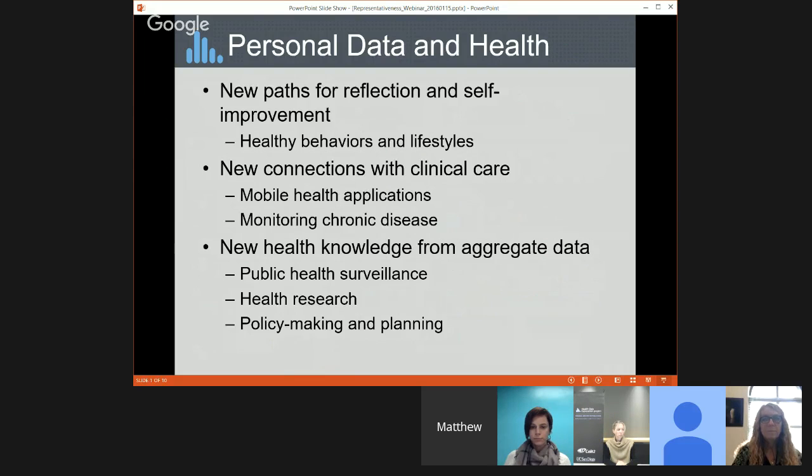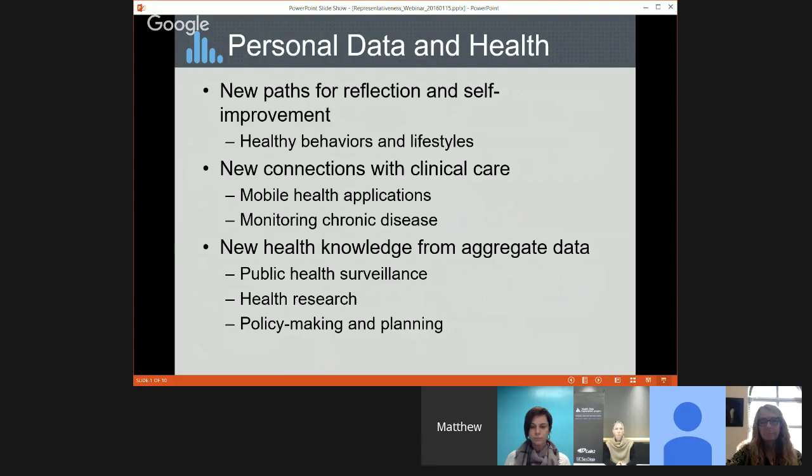But we can also see that in other ways where understanding some of the longer-term trends, being able to reflect over a greater time period with that data can be very helpful. We also see that data being pulled into the clinical context in some ways through mobile health applications and in terms of monitoring chronic diseases. And then also, one of the things that we're particularly interested in with the Health Data Exploration Project are ways to create new health knowledge from aggregate data.